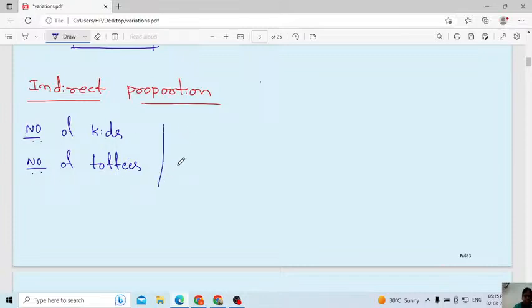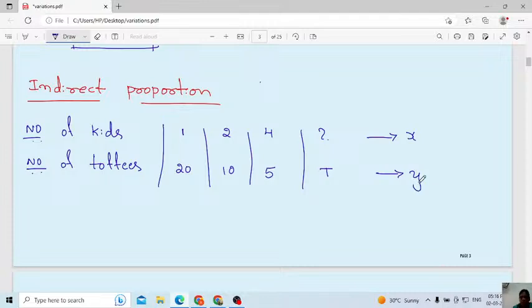Here, when there are 12 toffees, consider a chocolate, then I will distribute for one kid. Next, 20, then I can distribute for one. 10 means I can distribute for 2 kids. If it is 5, I can distribute for 4. Like that only. If I have t, the unknown, then what is the number of kids? How many kids can you distribute the toffees or chocolate to, anything you consider. This one is the value of x, this one is the value of y.